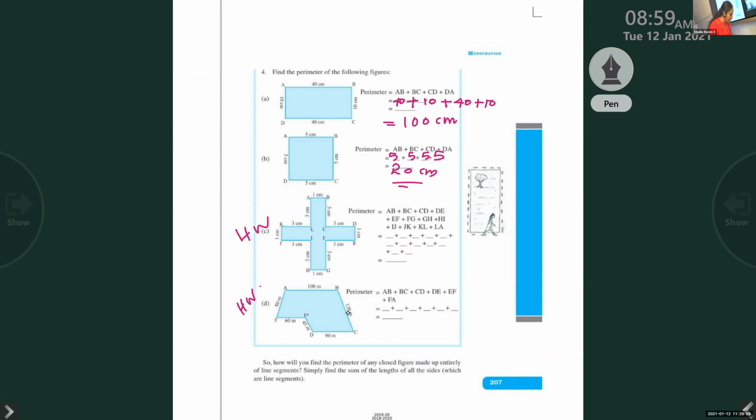Ma'am, after drawing, should we mark the A, B and all the points? No need of writing that, A B plus B C. If you want, you can write. No problem. Okay, ma'am.